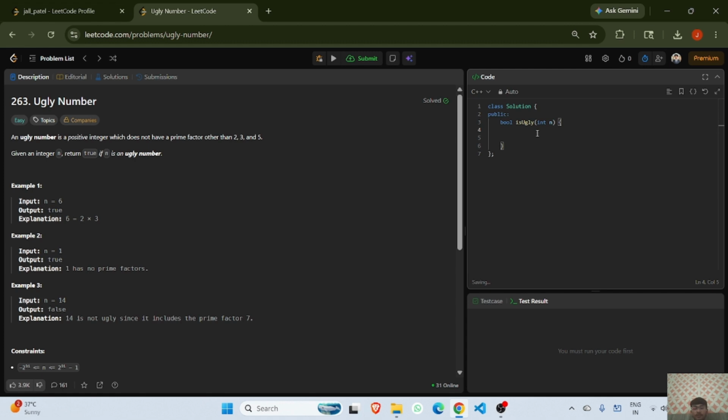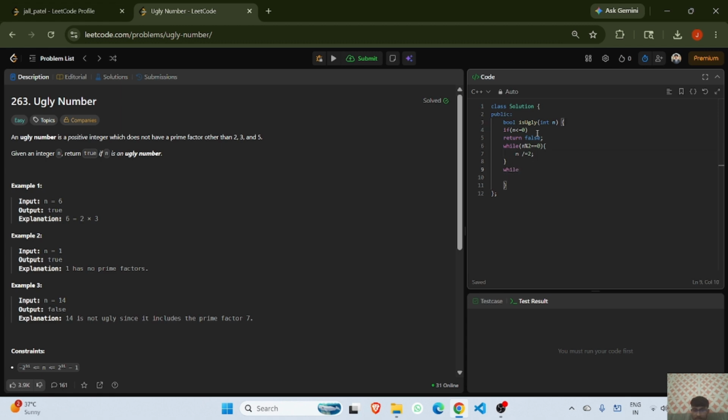Now let's move on to the code. If n is less than or equal to 0, then directly return false. While n modulus 2 equals 0, n is divided by 2.